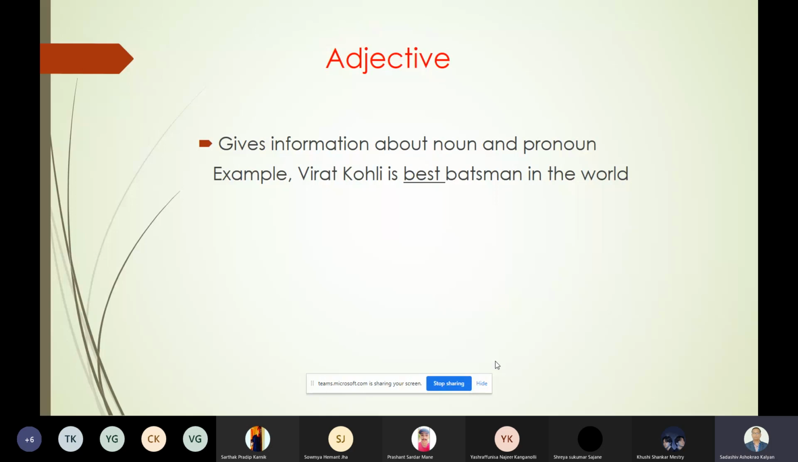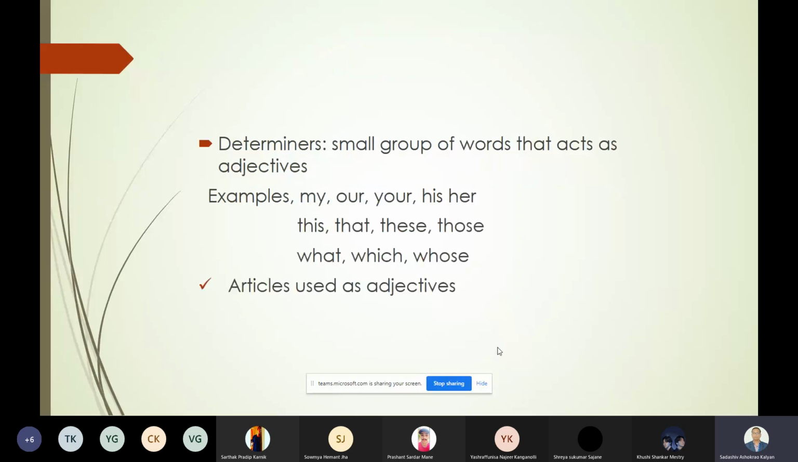So an adjective is a kind of word which gives us information related to the noun and the pronoun. That is called an adjective. Now, whenever we are reading any book, we also try to find out the various kinds of determiners that are used.